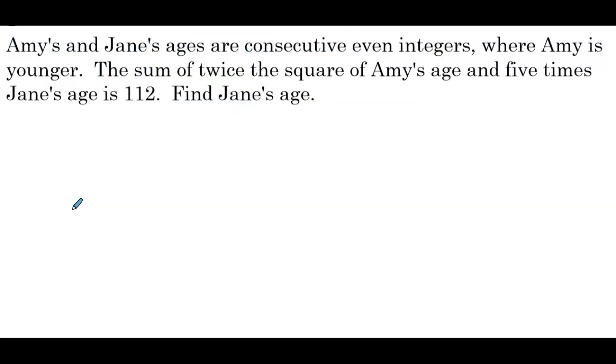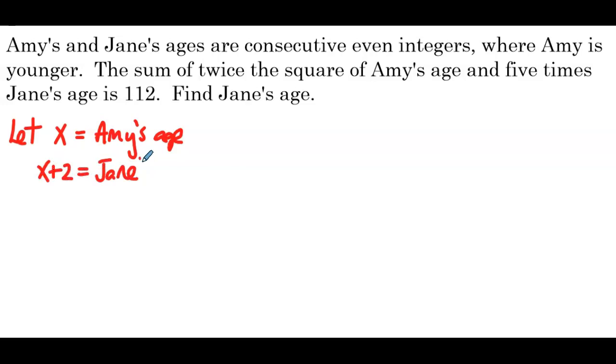Amy's and Jane's ages are consecutive even integers where Amy is younger. The sum of twice the square of Amy's age and 5 times Jane's age is 112. Find Jane's age. Okay, we'll start with a good let statement. So consecutive even integers, Amy is younger. So we'll let x be Amy's age. And then consecutive even, so x plus 2 is Jane's age.